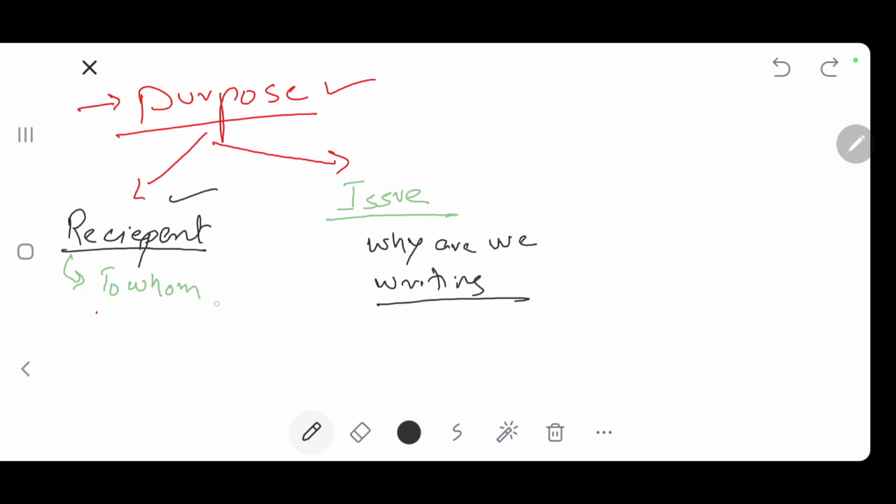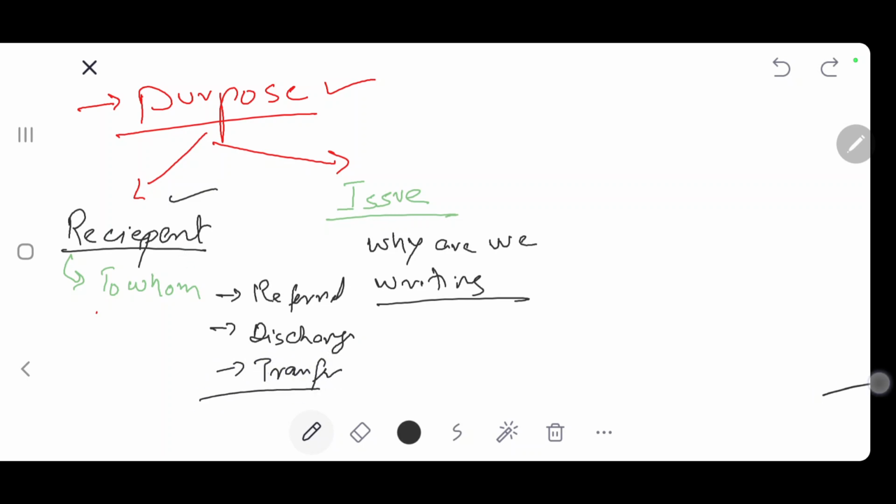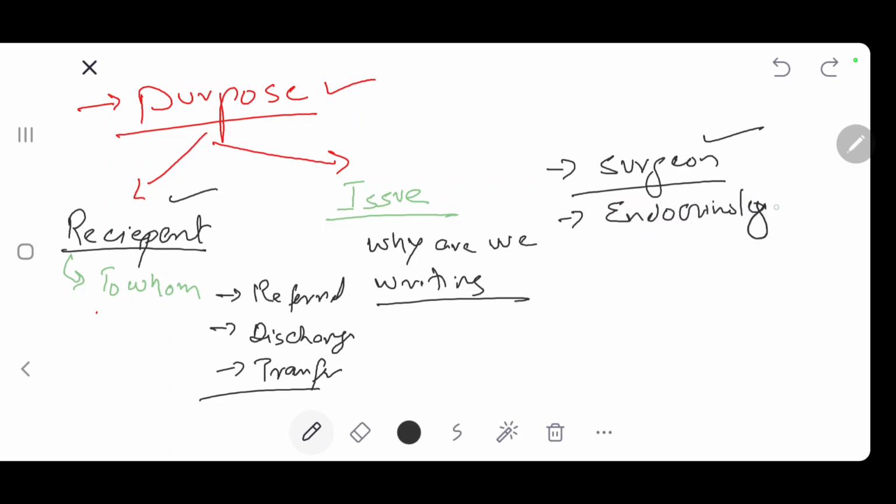In any particular letter, consider either referral, discharge, or transfer. You can see that it totally depends upon the person to whom you're writing this letter. Let's say if you're writing a letter of referral, or any letter, to the surgeon, then things will change accordingly as compared to writing it to someone else. Obviously the selection will be entirely changed.